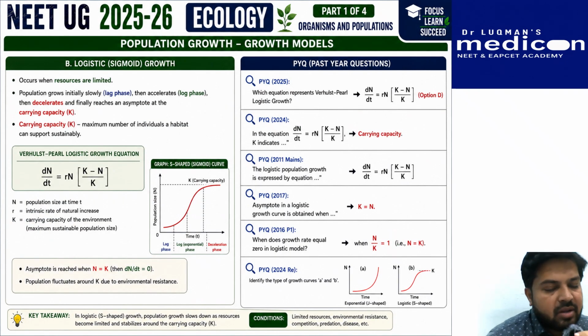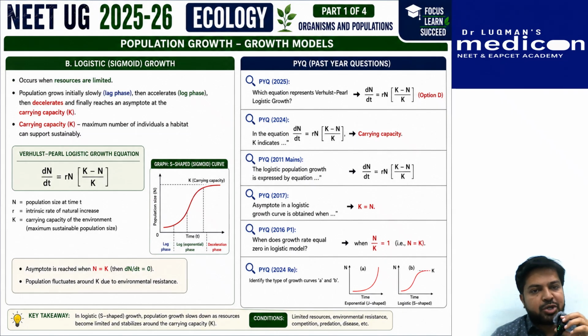Now comes another type of population growth model, that is called logistic or sigmoid growth. What does it mean? It is exactly opposite, at most levels, when compared with the exponential growth model. In the logistic growth model, the resources are limited. That is very important. Once the resources are limited, obviously the population is going to be affected.